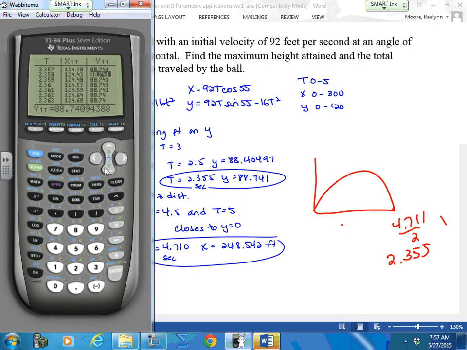So there's your vertical height, 88.741. Give me one of those times. I'm fine with that.